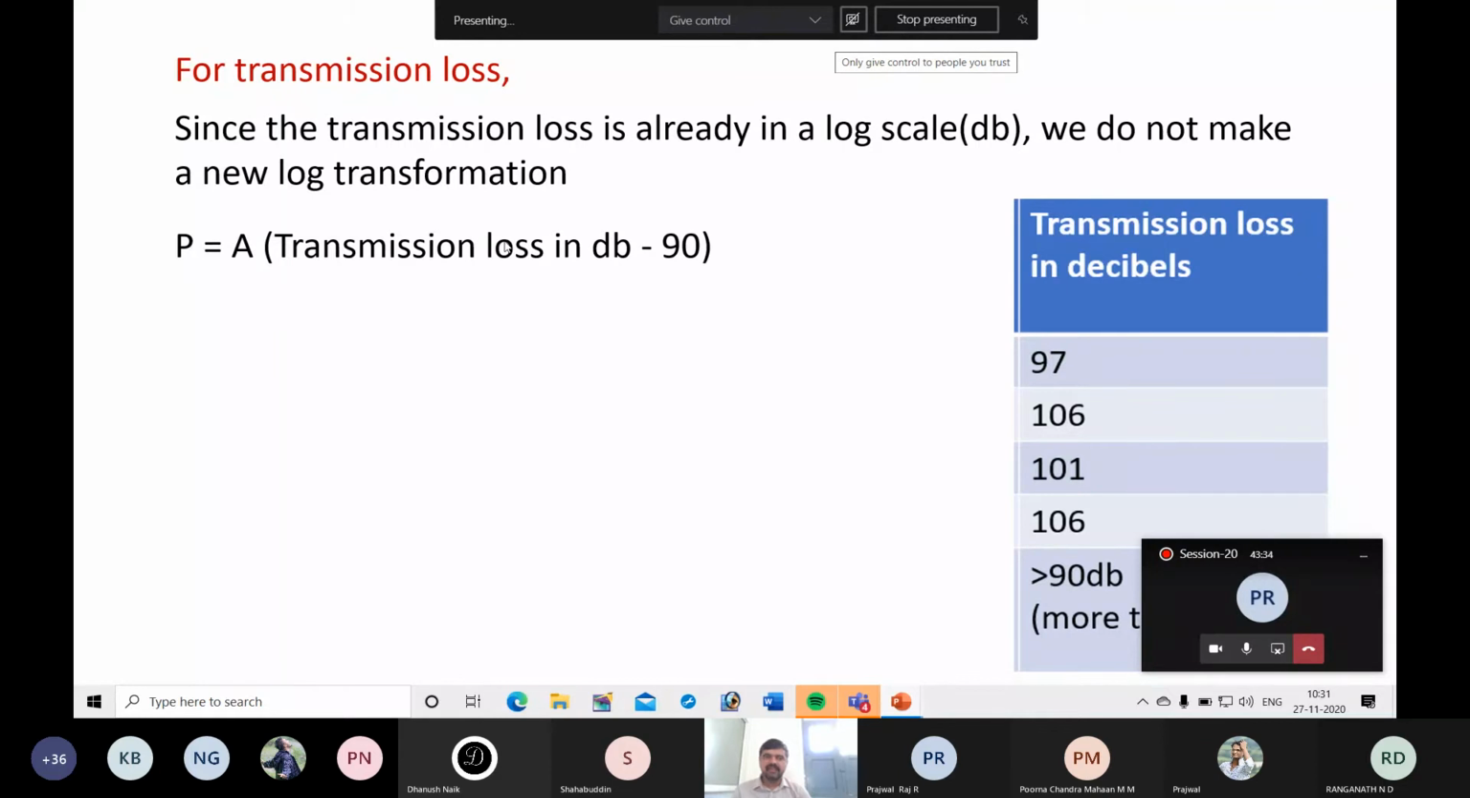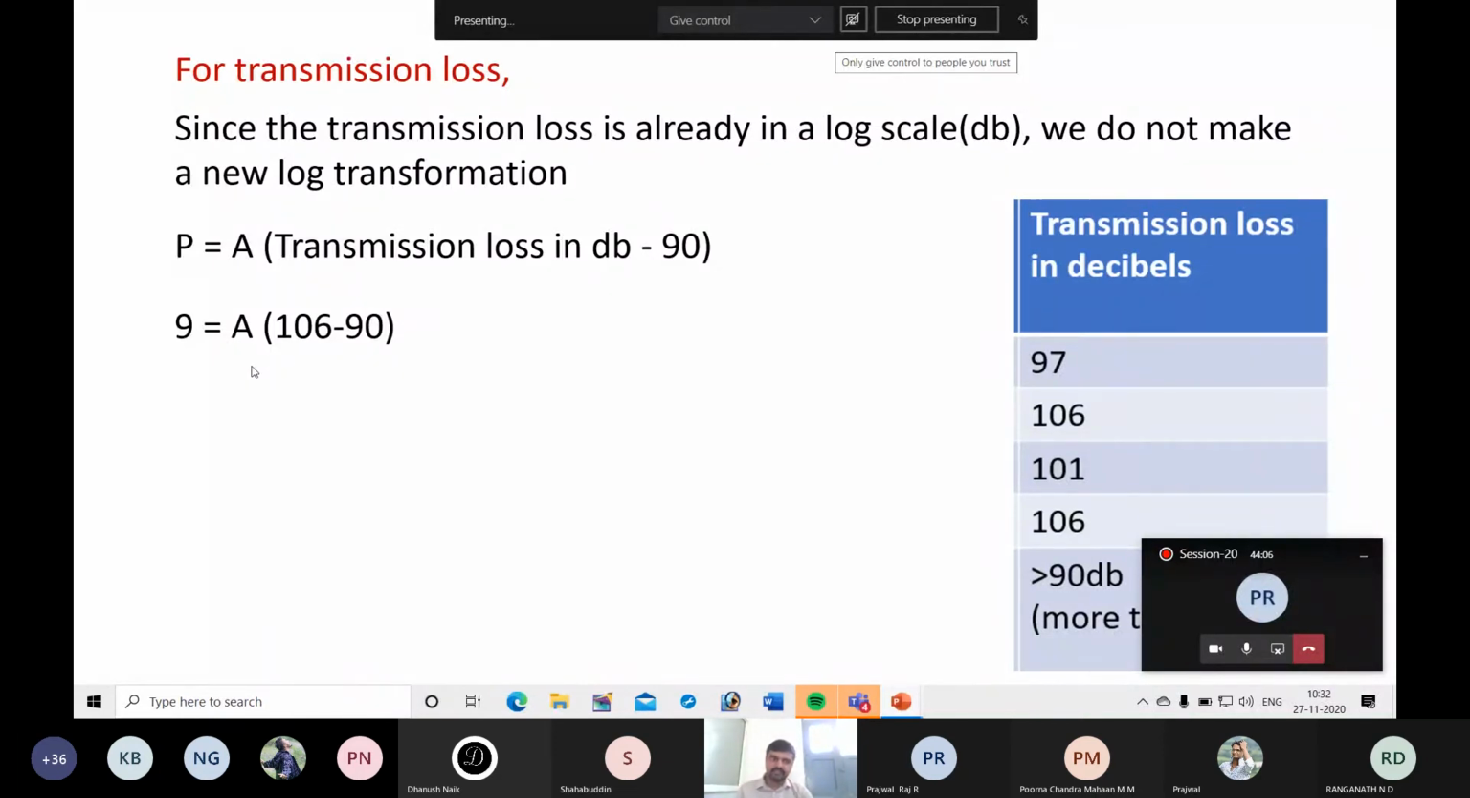So we got this equation by considering log A by B is equal to log A minus log B. By making use of that, we are writing this equation like this. So P is equal to A, transmission loss in decibel minus 90. Next, similarly, you can assign P value 9 for 106, that means transmission loss in decibel 106. For that, you are assigning 9.